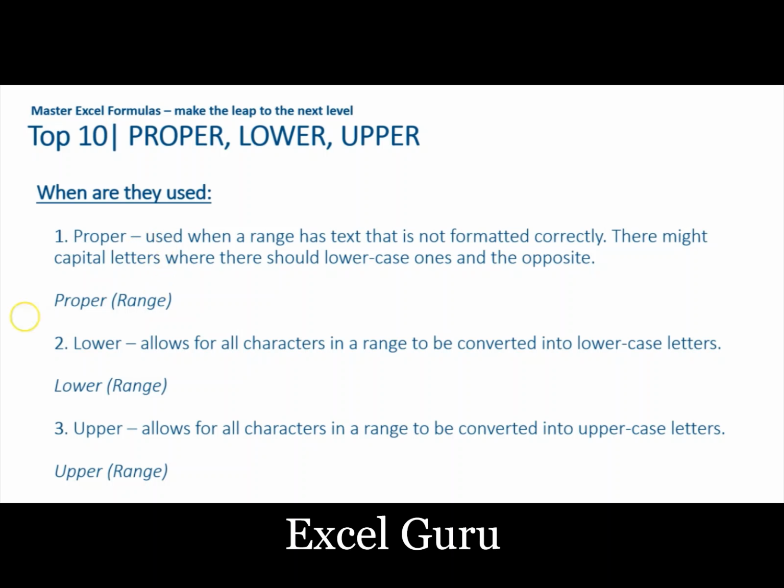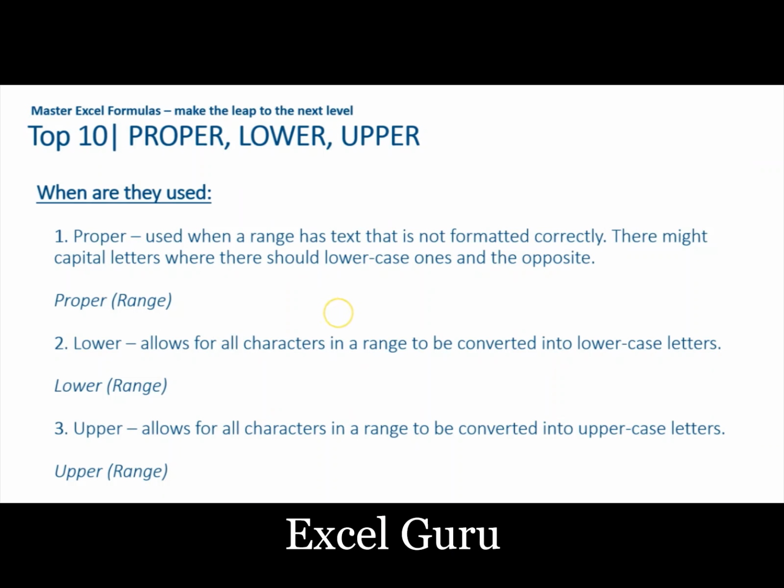The structure, again, is very easy. We just need to select the range. Lower is basically what it does: once we select the range or the cell, it will convert all letters, all characters into small case, lowercase letters. Whereas upper does the opposite.